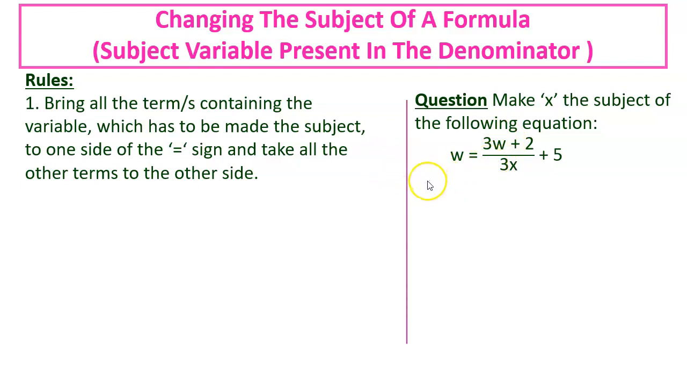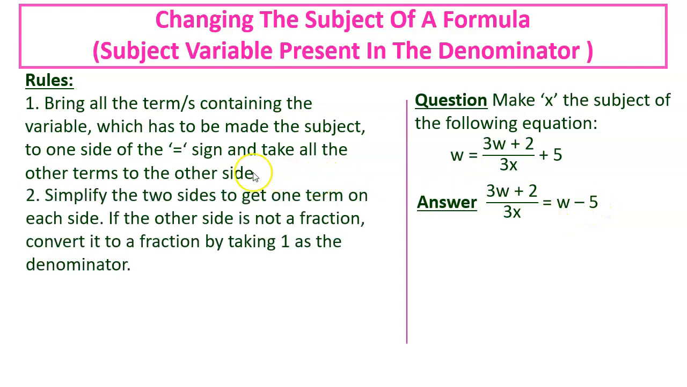So, we take this 5 to this side, or I have just rewritten the equation in this form. This is w minus 5 equal to 3w plus 2 over 3x. Because it is an equation, it doesn't matter which part we write first. So, I have written it in this form: 3w plus 2 over 3x equal to w minus 5.